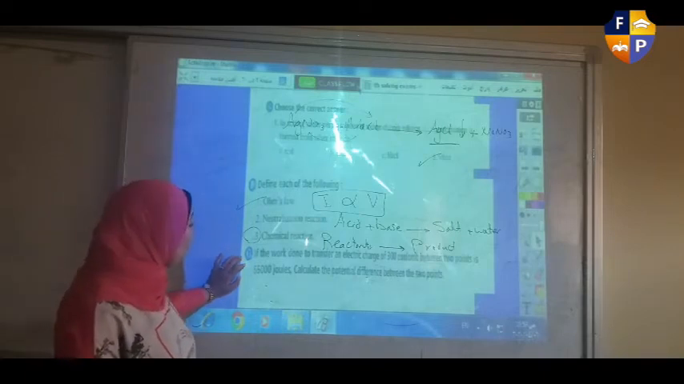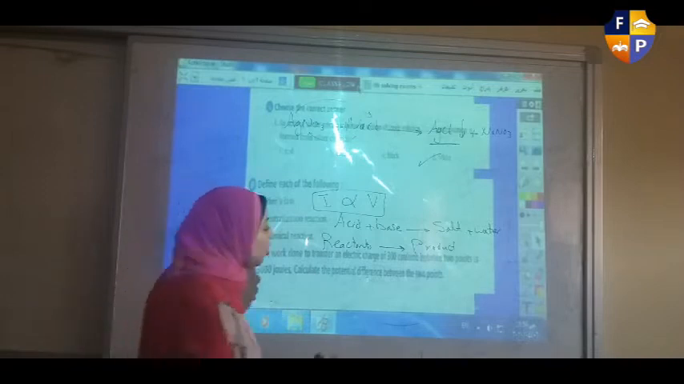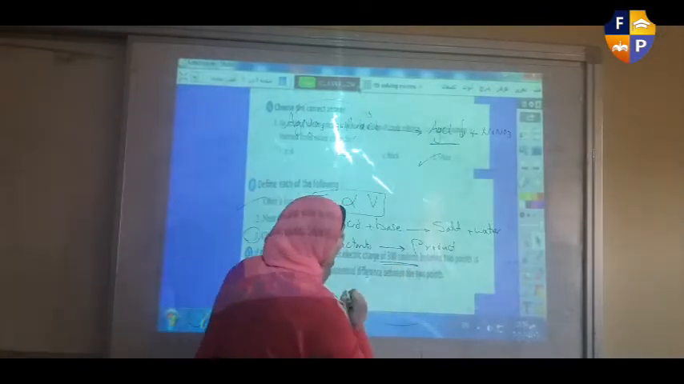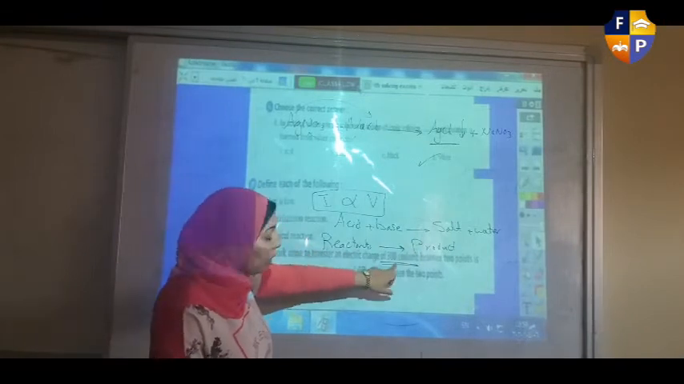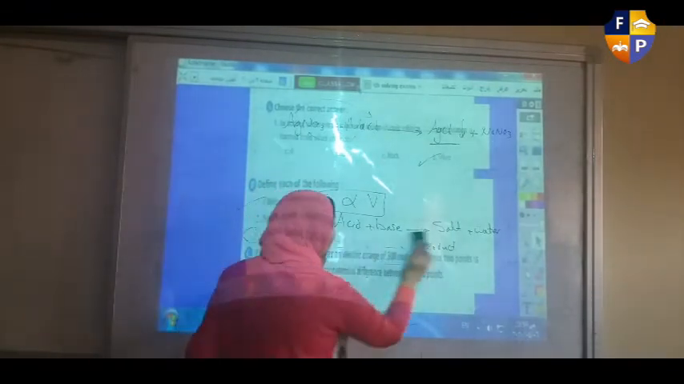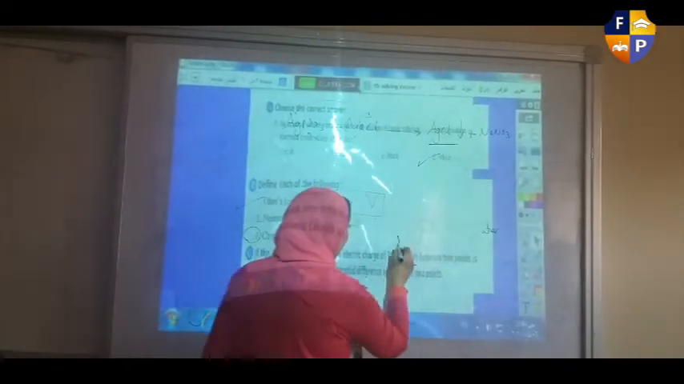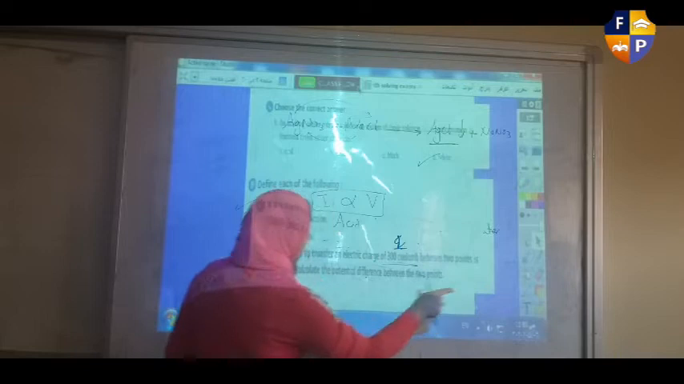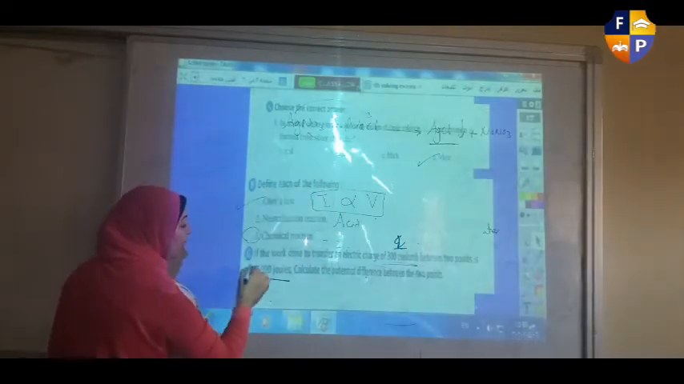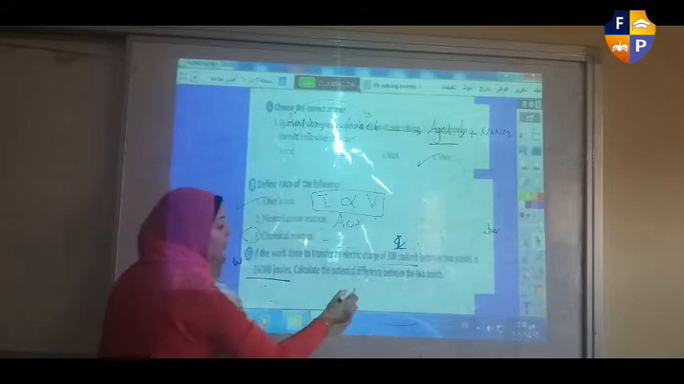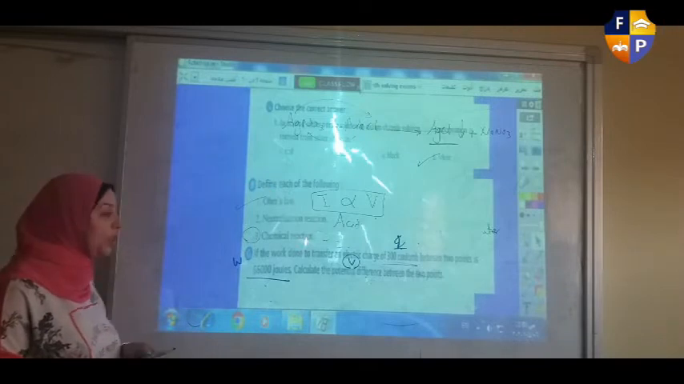Let's solve this problem. If the work done to transfer an electric charge, the amount of the charge is 300 coulombs. This means it is Q. Between 2 points, the work done is 66,000 joules. Calculate the potential difference. We want to calculate V, the potential difference.